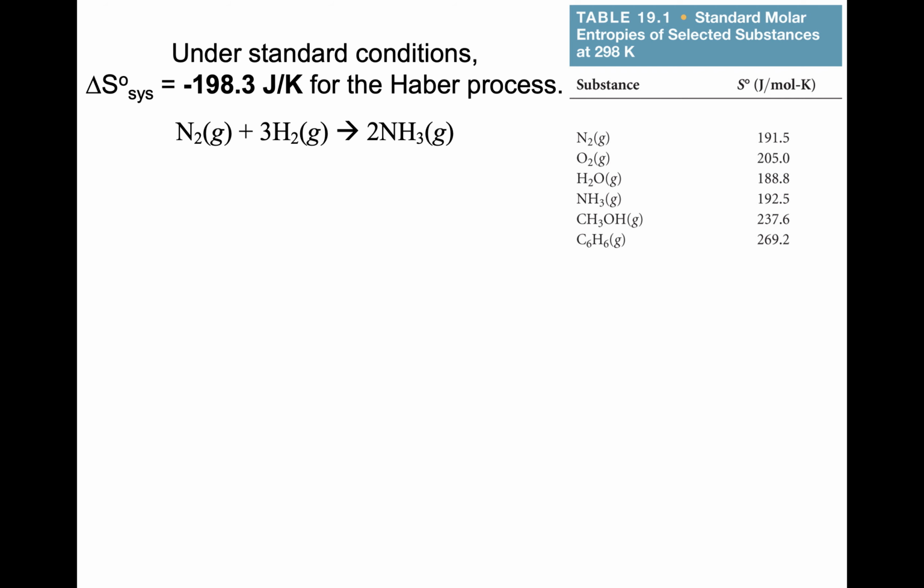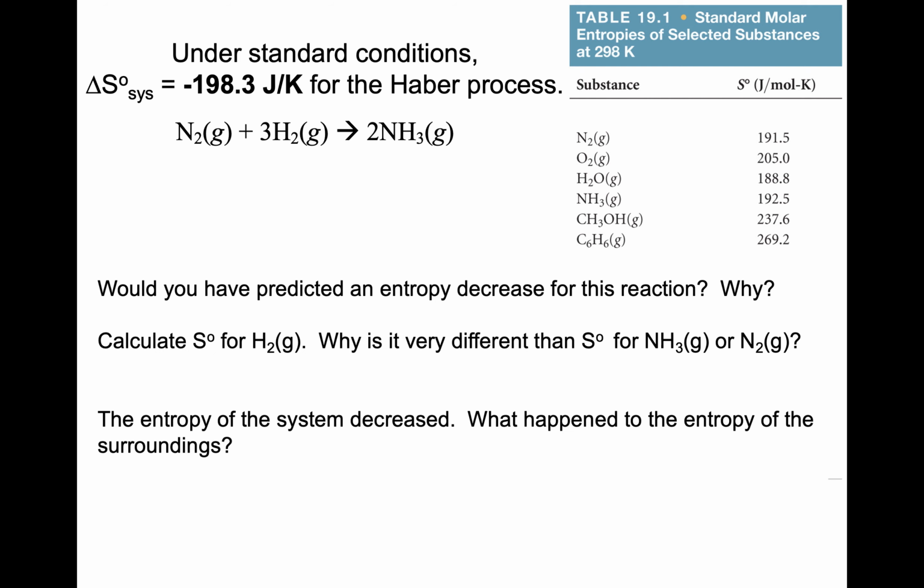Here's information I'd share with my class as we begin to apply this. So here's a reaction, the Haber process. I show the delta H under the standard conditions and the entropy change. Entropy is going down for this reaction. And then we use this to apply a few different ideas. Would you have predicted the entropy decreases?